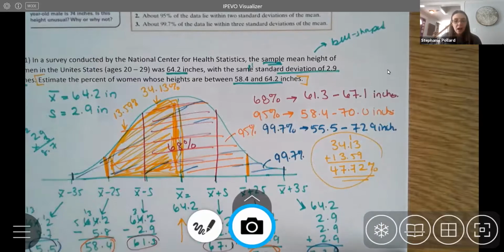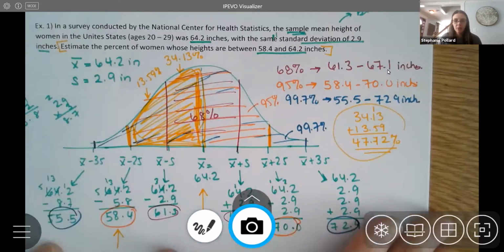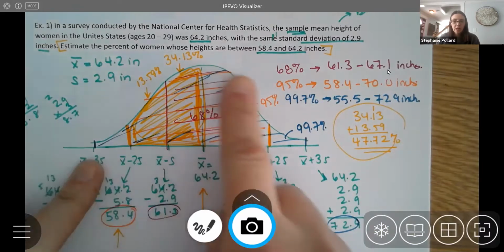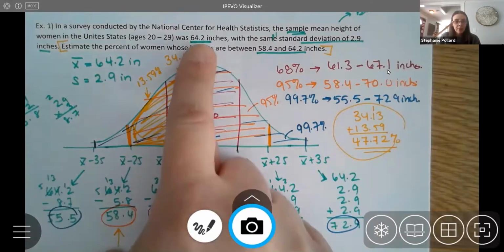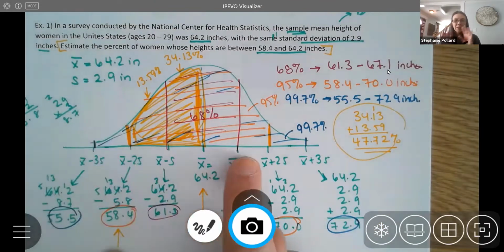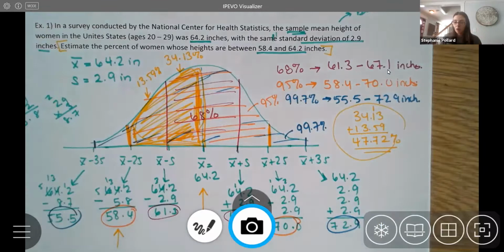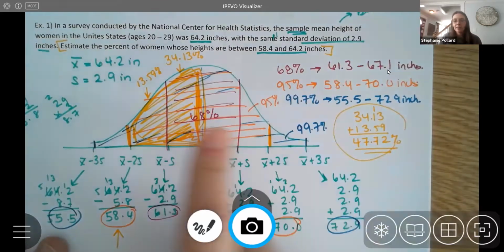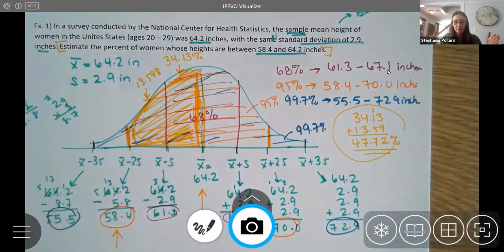But how did I do that? This is a tough concept for students. So how did I do that? What I did first is I drew a picture. I put the mean in based on my data, and I knew what my standard deviations were. So I actually put all the values in. Before I even looked at the question, I was like, okay, I know I'm using empirical rule here. I know I have a bell-shaped curve. I have my mean, I have my standard deviation. Let's find all these cutoff points.